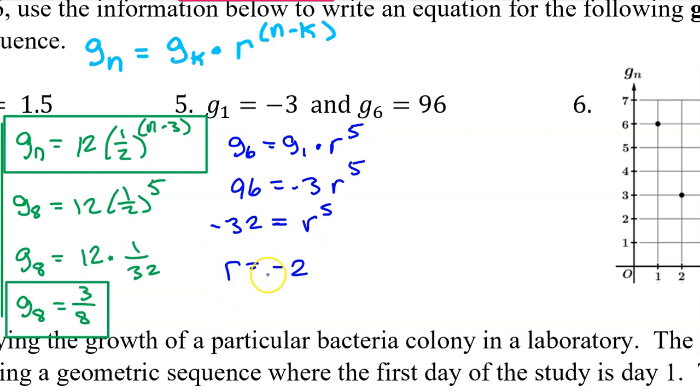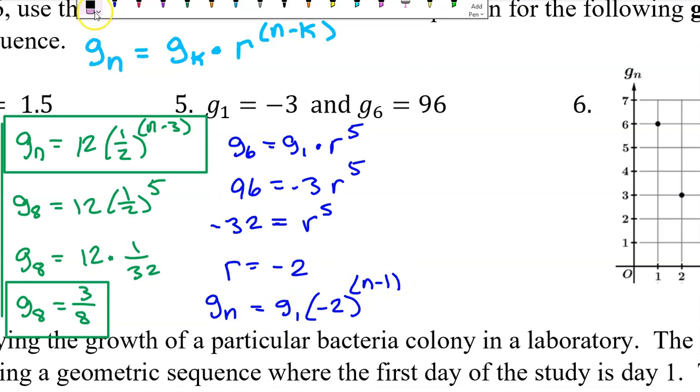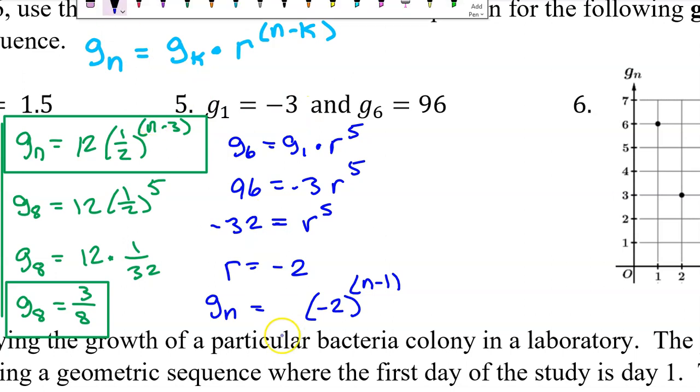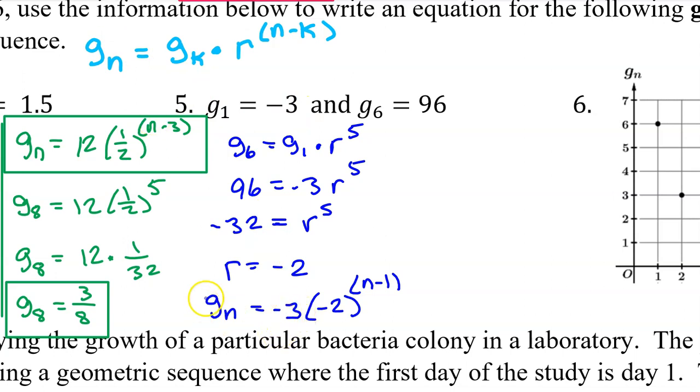Actually, don't put a box around that. So now we can write the rule. So Gn is going to equal G1, I'm going to erase this in a second, times r, which is negative 2, to the n minus 1 power. But let's erase the g1 and put the negative 3. This is the equation that we needed.